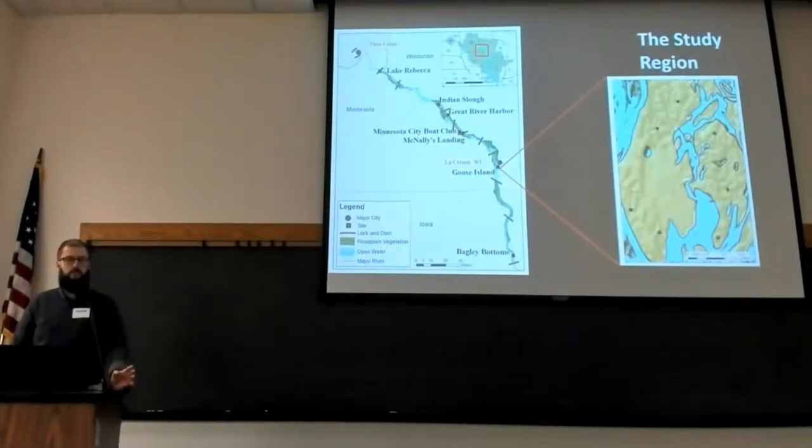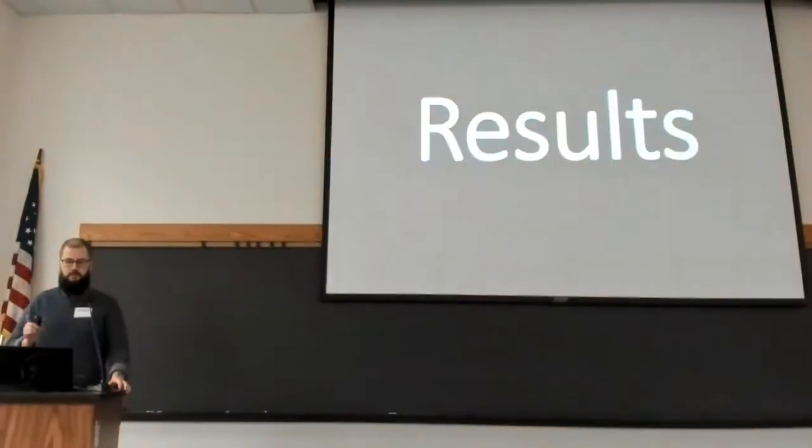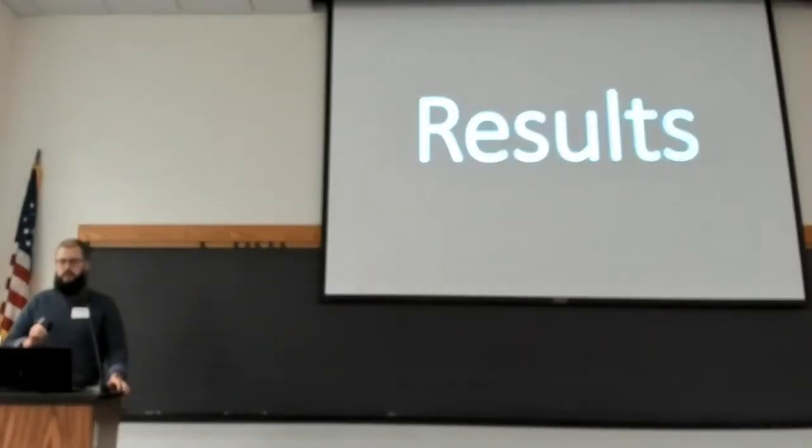Stands were selected to span a gradient of species composition as well as local hydrology. On the right-hand side is a subsection of the Goose Island stand, which gives you an idea of the variation in microtopography within a site and how variable that can be in a very short space. So, cut to the chase.